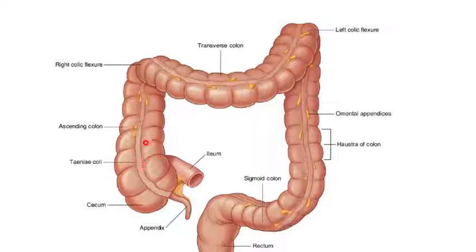The one you are seeing on the anterior surface is known as tinea libera. The one on the posteromedial surface is known as tinea mesocolica, and the one present on the posterolateral surface is known as tinea omentalis. Here posterolaterally will be the band tinea omentalis.